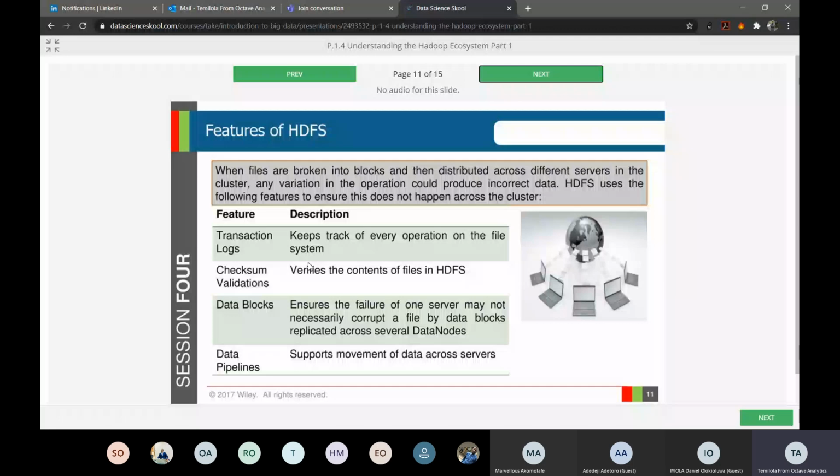Then data blocks. So what does that mean? It ensures the failure of one server may not necessarily corrupt a file, because data blocks are replicated across several data nodes. Then the data pipeline supports movement of data across the servers.